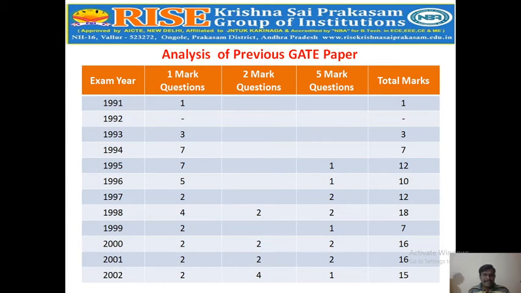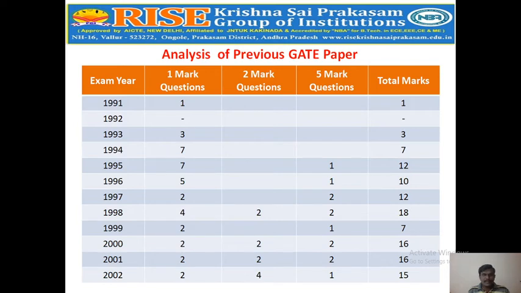Coming to the analysis of previous GATE papers, from 1991 to 2002, the GATE question paper was based on 1 mark questions, 2 mark questions, and 5 mark questions. In 1991, for the power electronics subject, only one question of 1 mark was given.